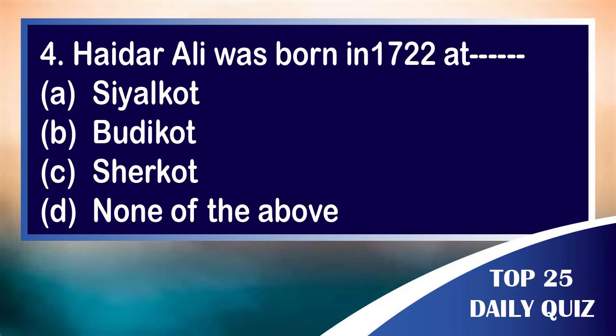Question fourth. Haider Ali was born in 1722 at Option A, Sialkot. Option B, Budit Kot. Option C, Sher Kot. Or Option D, none of the above. The correct answer is Option C, Sher Kot.